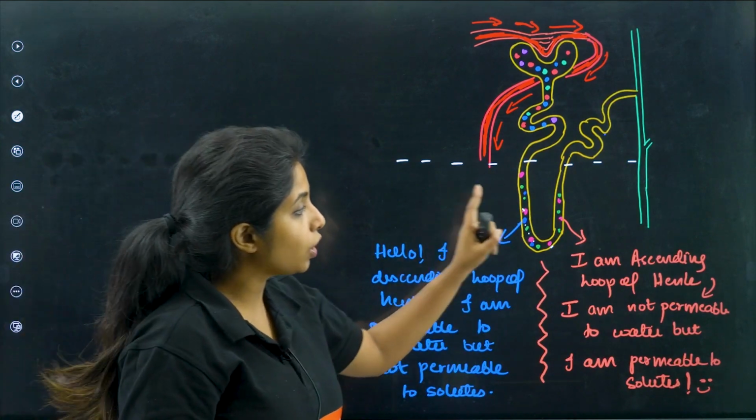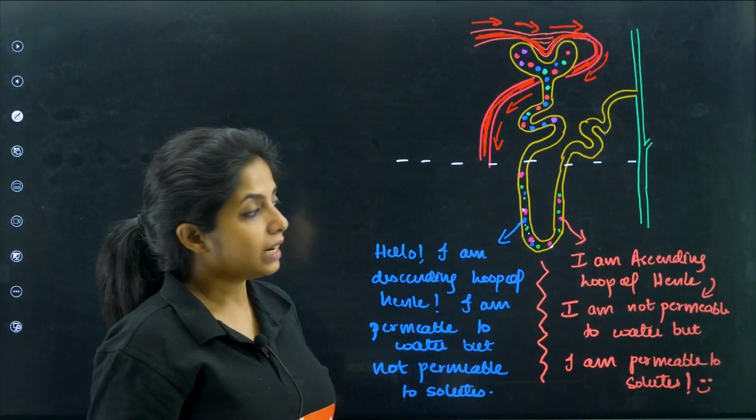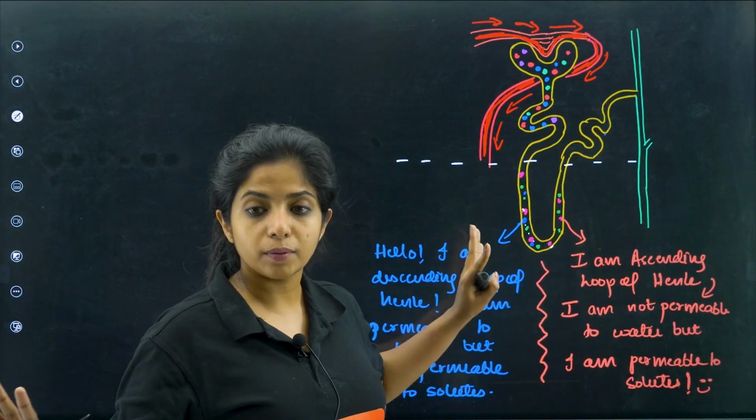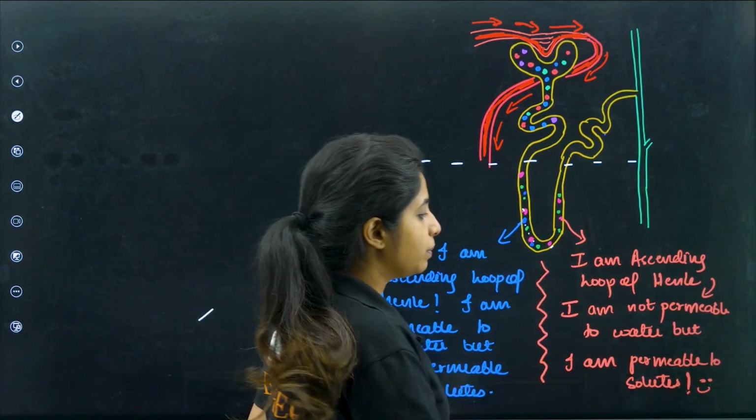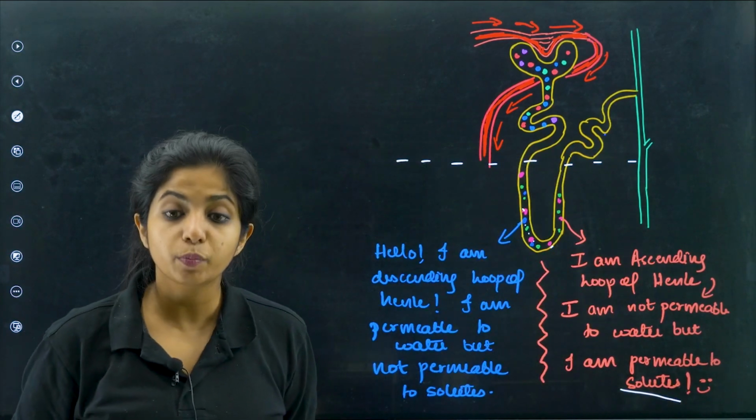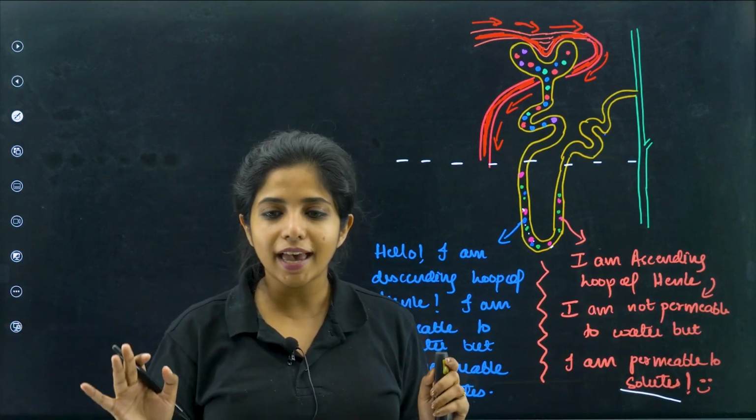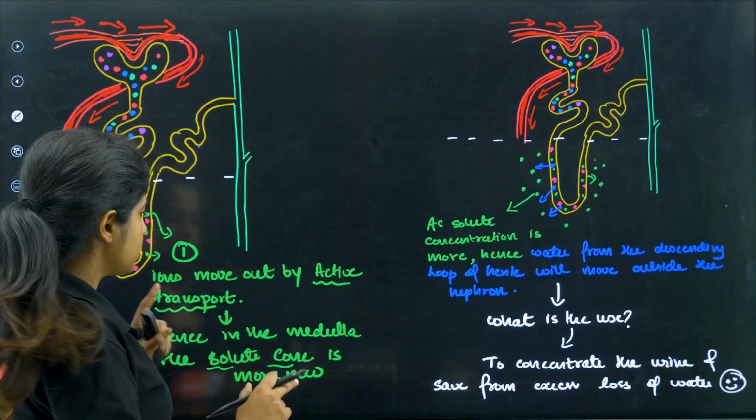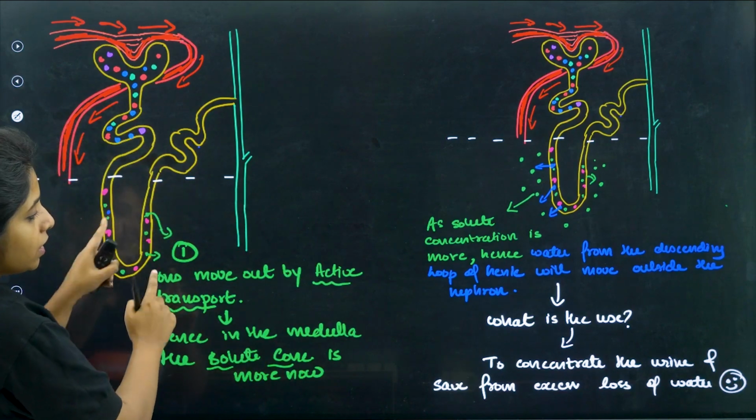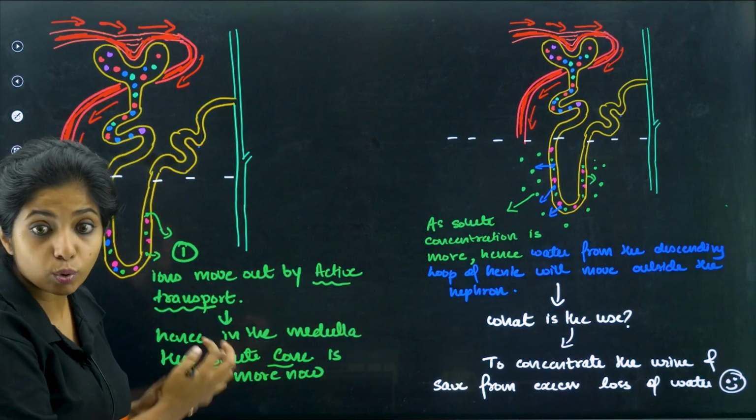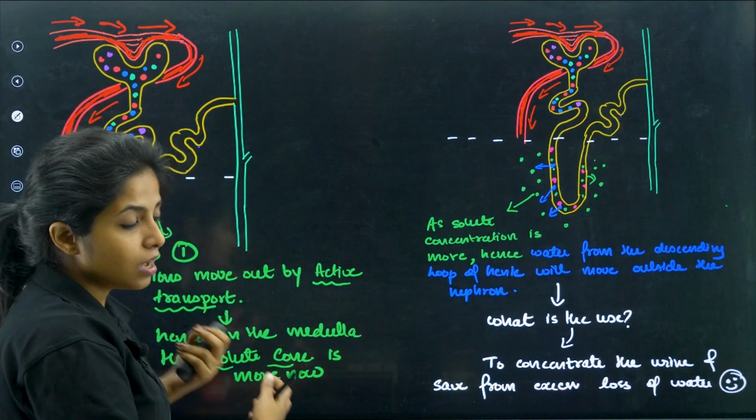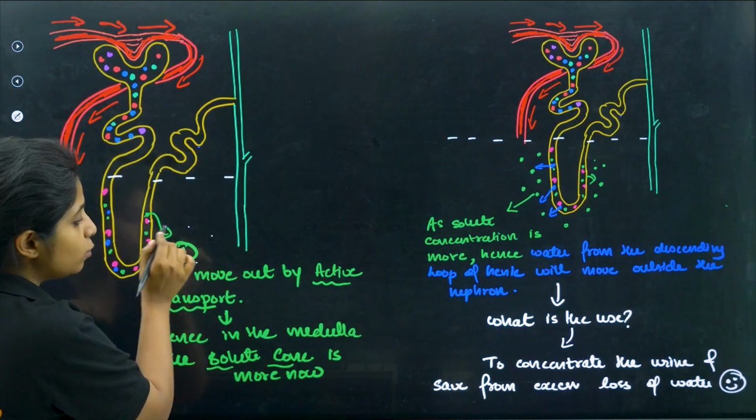But when you talk about the ascending loop of Henle, it is the opposite. It is not permeable to water, but it is permeable to solutes. Solute can move in and move out, but water cannot. So what exactly is the need for it, I will tell you. First thing, ions which are there in the ascending loop will be moving out by active transport. Actively, energy is being given for actively transporting these ions outside.